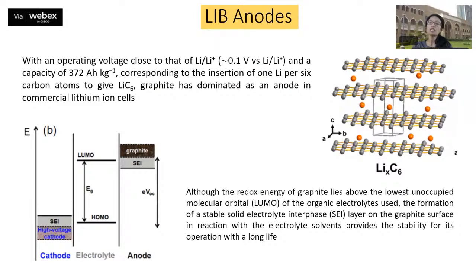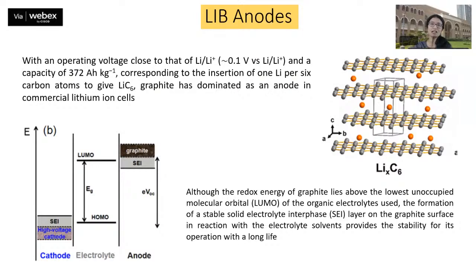So today we'll be talking about the anodes, and we know that in lithium-ion batteries, the anode which is currently used in the commercial batteries is particularly graphite. So why graphite? Because graphite has an operating voltage which is very close to that of lithium. It's almost 0.1 volt versus lithium. And it has a theoretical capacity of around 372 ampere hour per kg. This corresponds to the insertion of 1 lithium for every 6 carbon atoms.